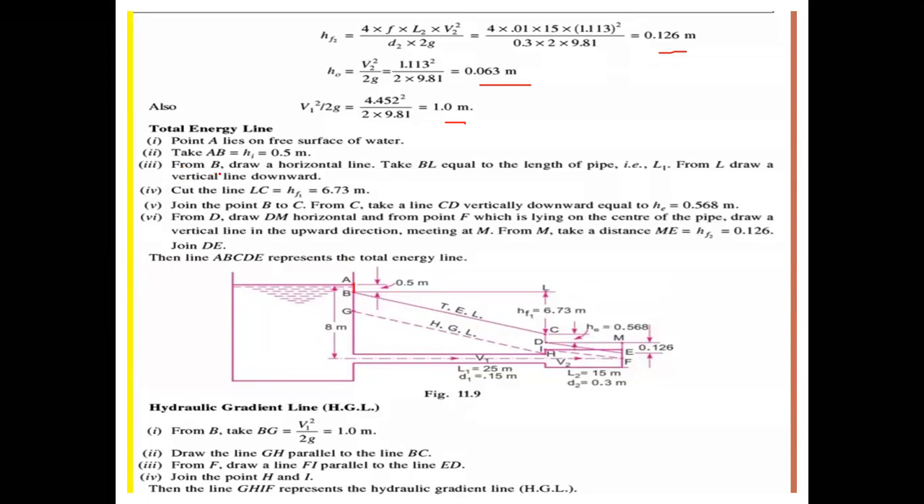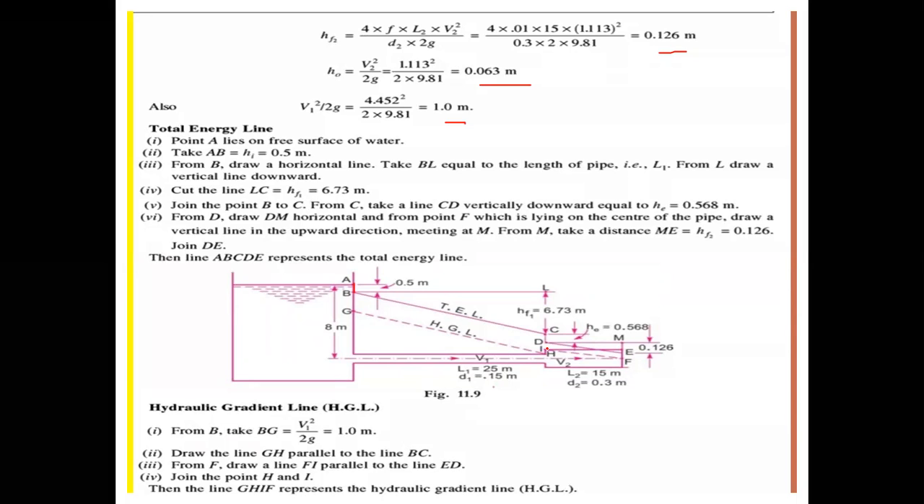Next, from B, draw a horizontal line. Take BL equal to the length of the pipe. So up to how much should we take L? The length up to 25 meters, that is, up to the 150 mm diameter section. Right? Take L, that is L1. From L, draw a vertical line downwards. Draw a vertical line downwards and cut at LC.